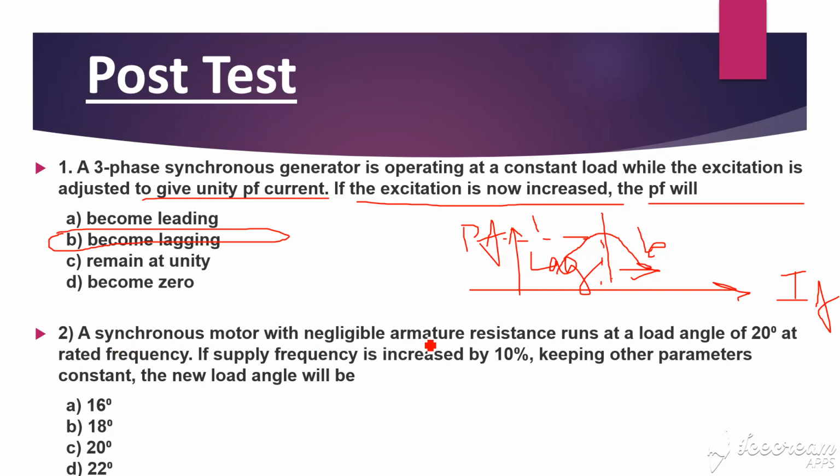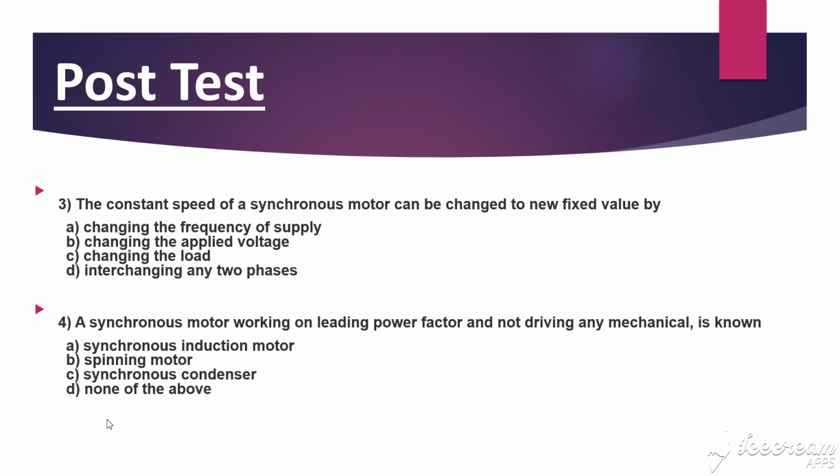The second question: a synchronous motor with negligible armature resistance runs at a load angle of 20 degrees at rated load. If the frequency of supply is increased by 10%, keeping other parameters constant, what is the new load angle? The load angle is independent of frequency. This is the important point. While changing the frequency, the load angle does not change. So the answer is 20 degrees.